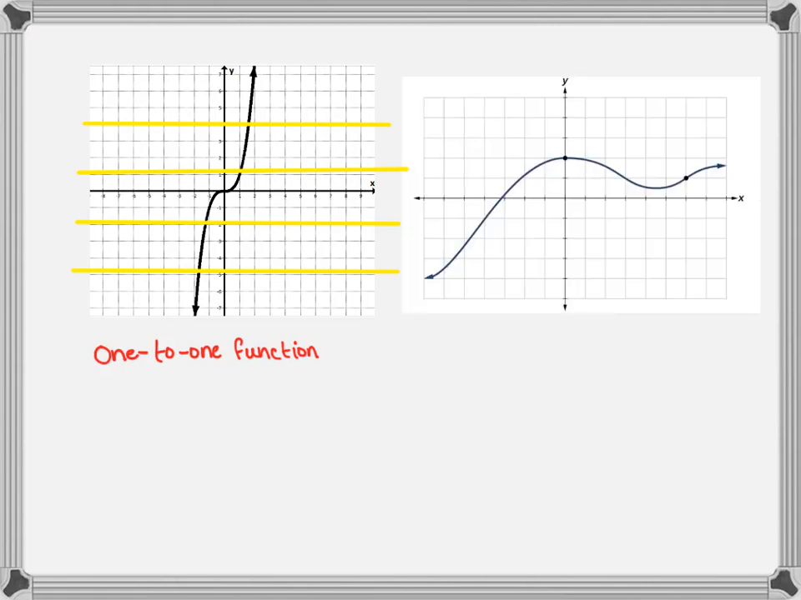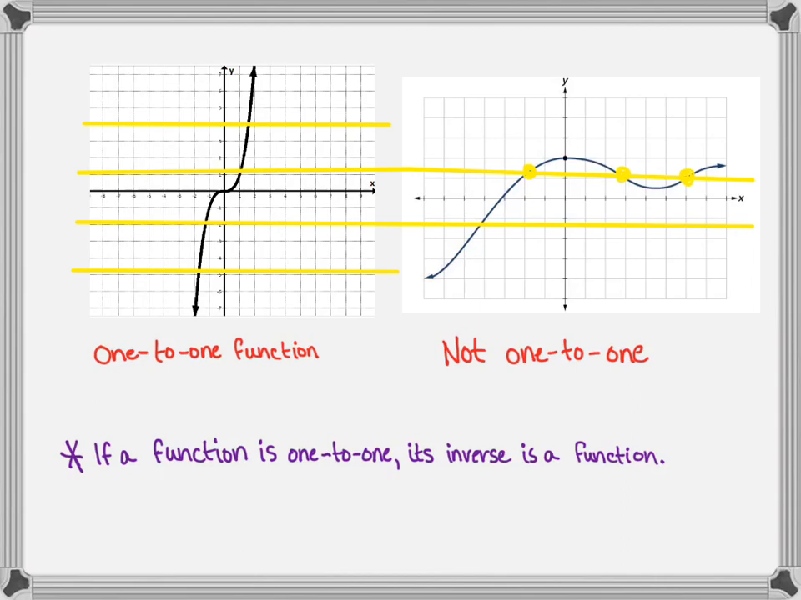Let's look at the second graph. Okay, I can draw a horizontal line here, and it only hits one point. But here, it hits 1, 2, 3 points. So this is not a one-to-one function. If a function is one-to-one, its inverse is a function.